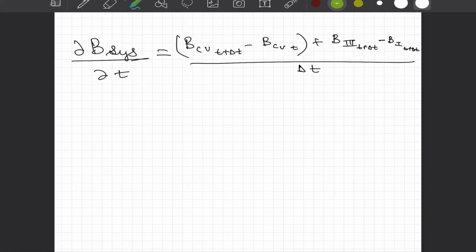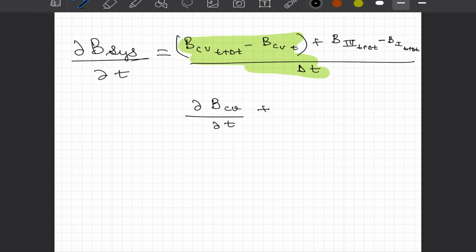Now if we focus on the term that I am highlighting in green, it is the change in extensive properties in the control volume with respect to time, and the other two terms represent the flux, that is, the rate at which material is flowing in the control volume, because that is talking about B3 at t plus delta t upon delta t minus B1 at t plus delta t upon delta t. So basically, what is the rate of flow from surface 3 and surface 1.